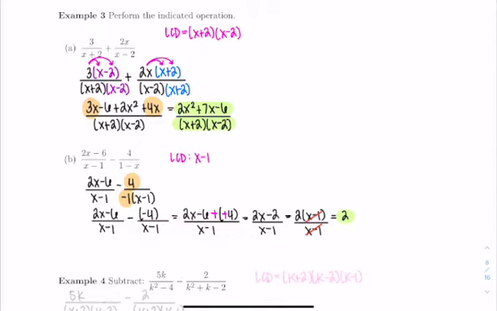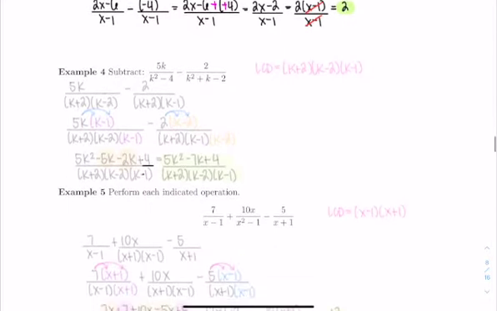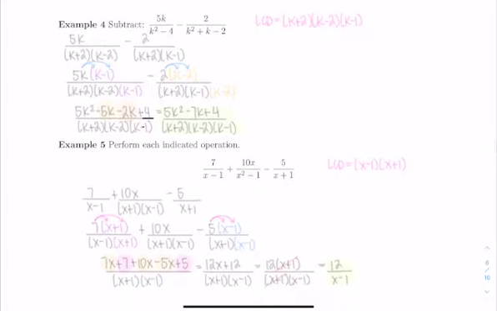Let's try 2 more. We're going to subtract 5k over k squared minus 4 minus 2 over k squared plus k minus 2. The first thing we want to do is rewrite these by factoring the denominator. Factoring the first one, we have a difference of squares. That's k plus 2 times k minus 2, minus, and then we have our 2 over, factoring the denominator here, this is going to be k plus 2 and k minus 1.